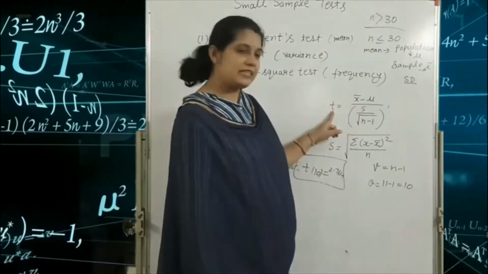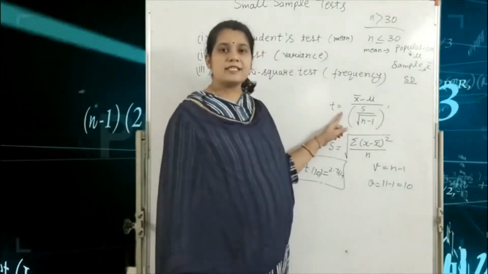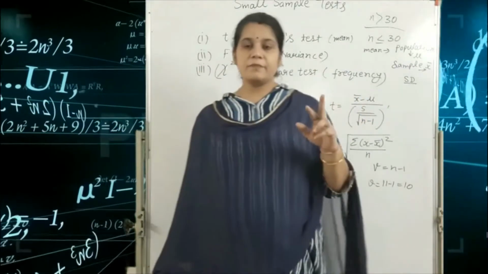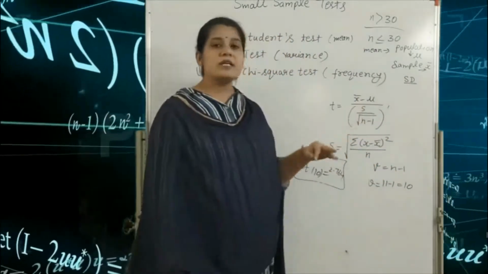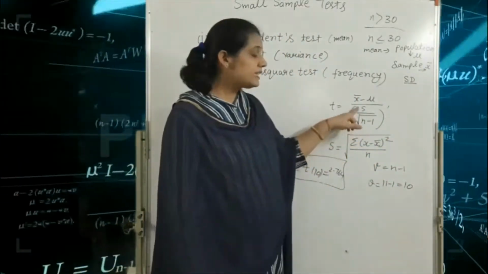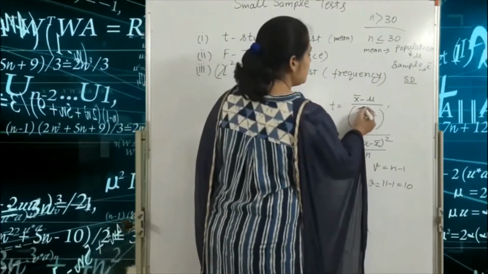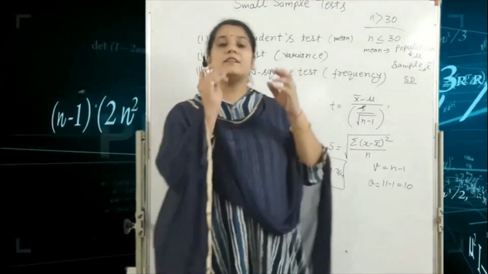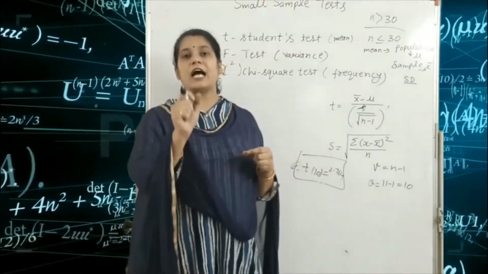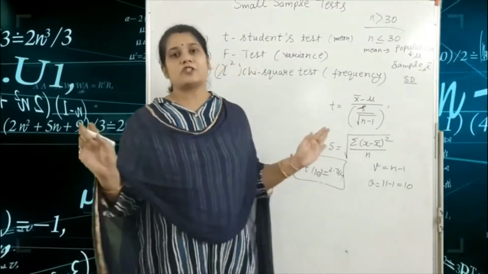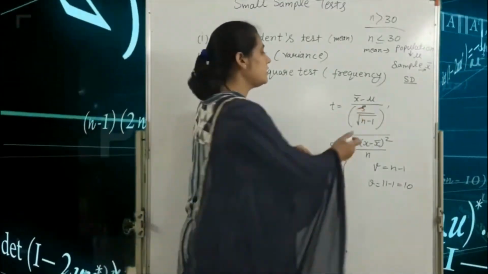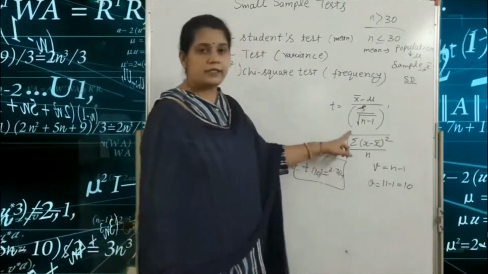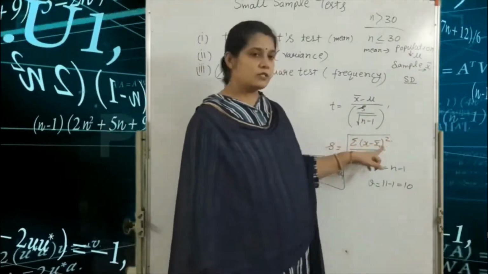Okay, got it? But here, for the student t-test, we write small t is equal to x bar minus mu. So x bar is the mean according to the sample, mu is the mean according to the population, but here small s is the standard deviation according to your sample. In this type of question, the population standard deviation is not given in your question. So we write here s upon root n minus 1, and here the value of s is equal to under root summation x minus x bar whole square upon n.